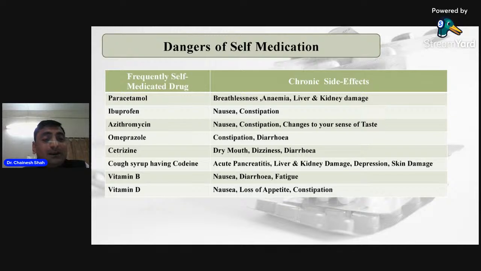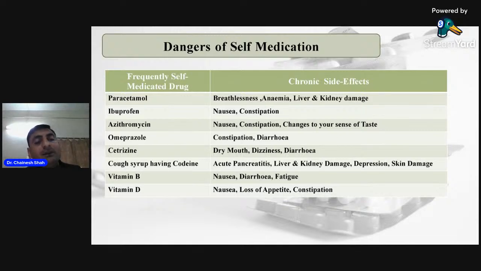But this codeine can cause acute pancreatitis, liver and kidney damage, depression. If you don't take the codeine, it will even depress you. Even skin damage: an overdose or prolonged dose of codeine can give you skin rashes, redness, and this kind of skin damage.